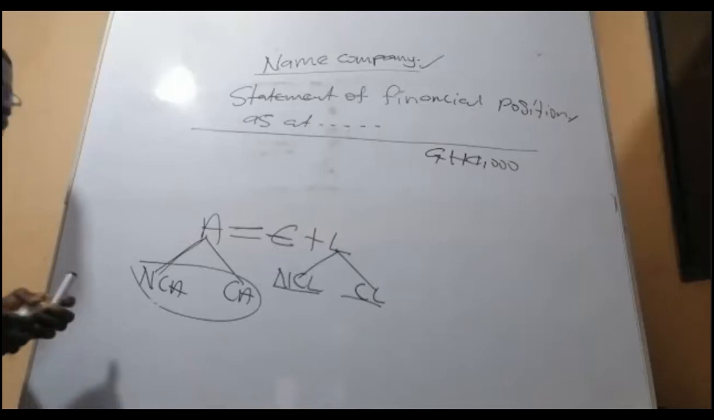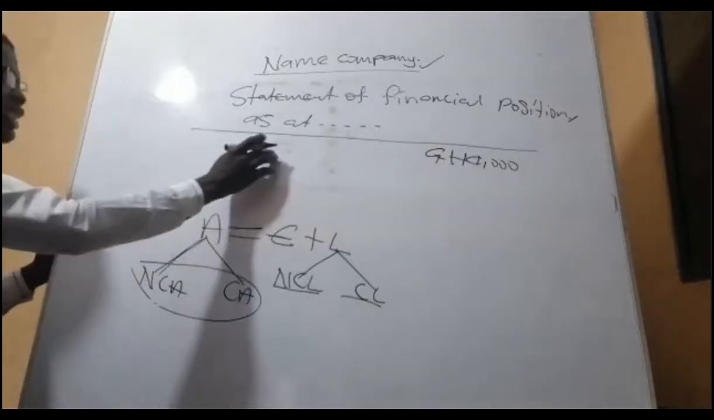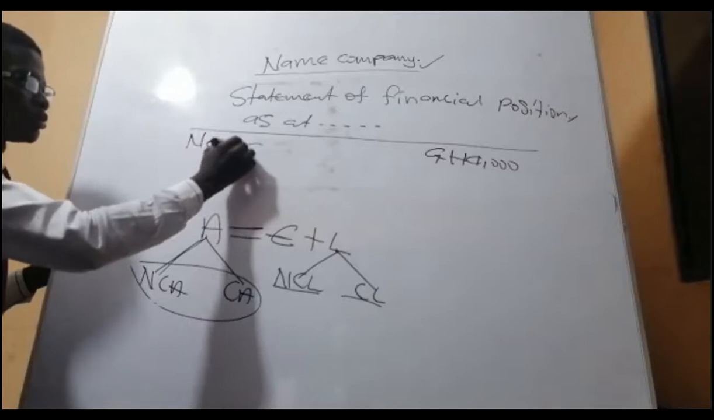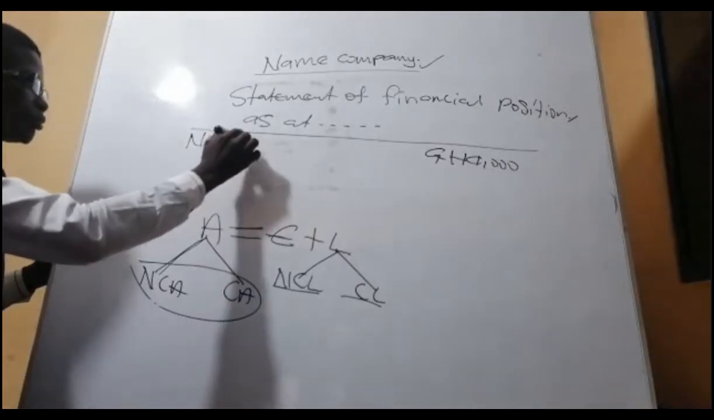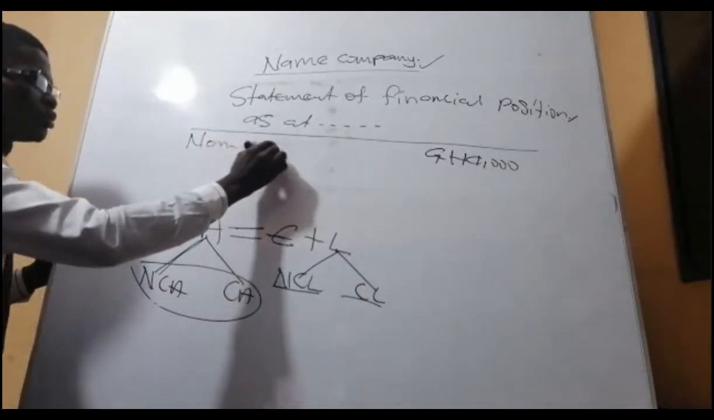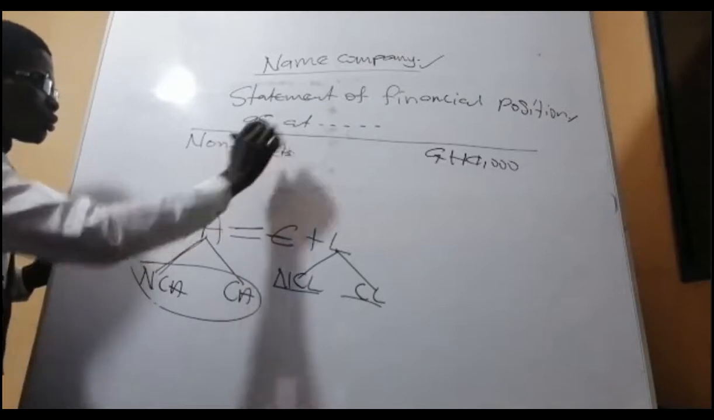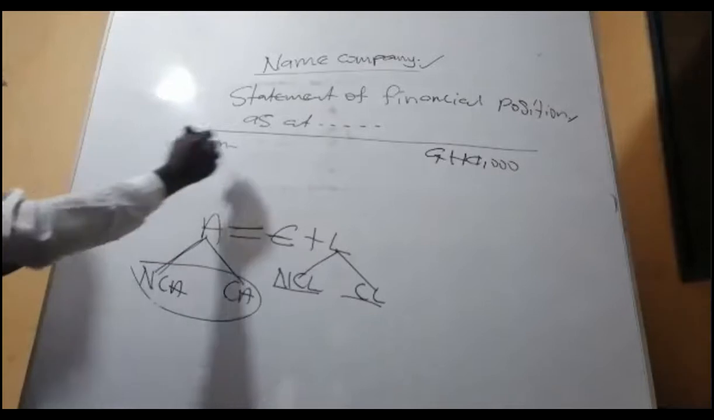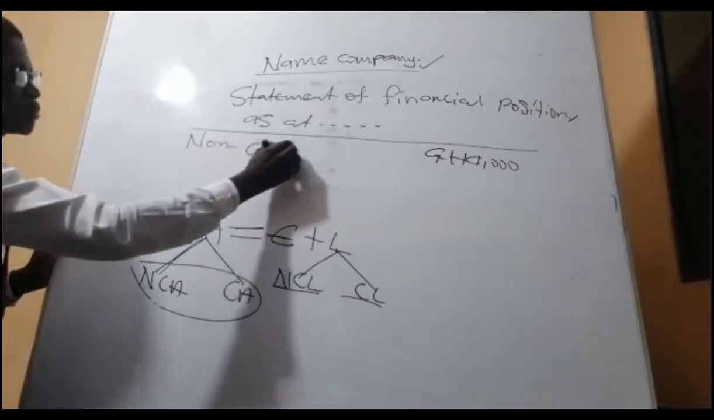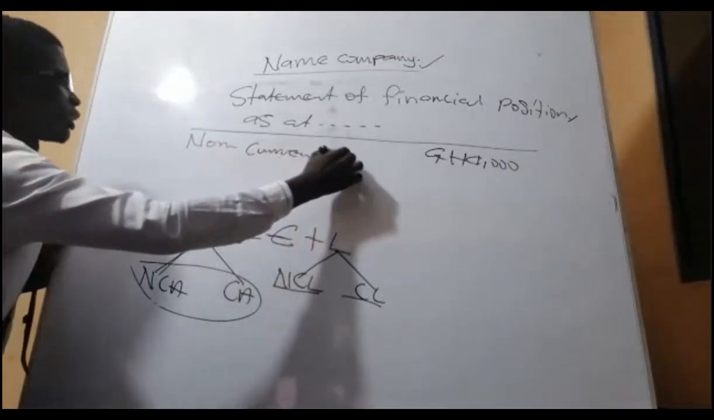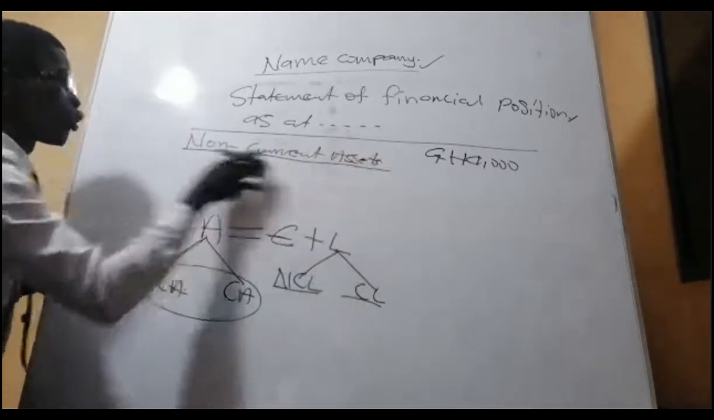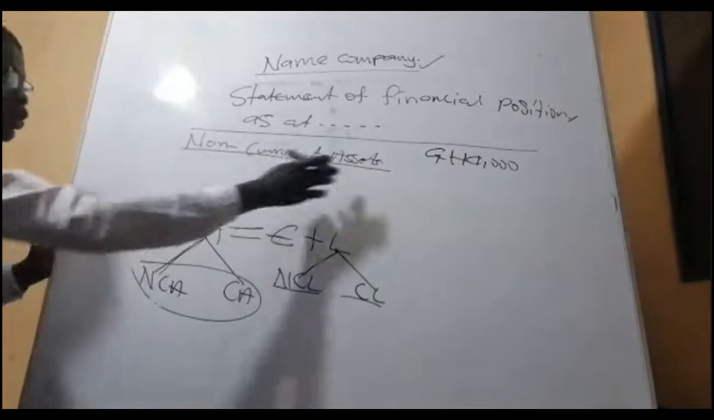Now let's see. So we are going to start with assets. I started with non-current assets first. So I write here non-current assets.